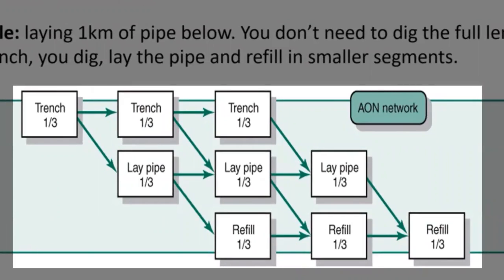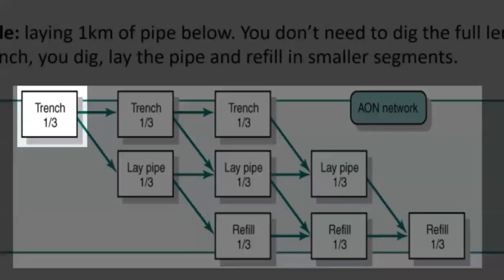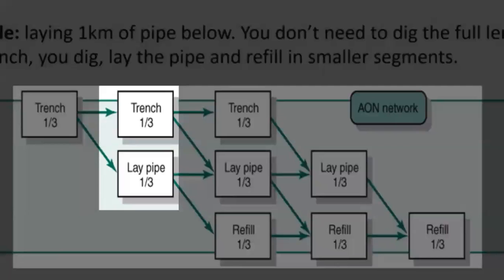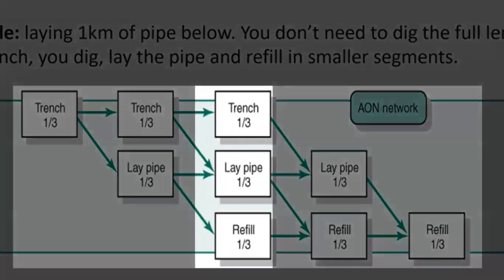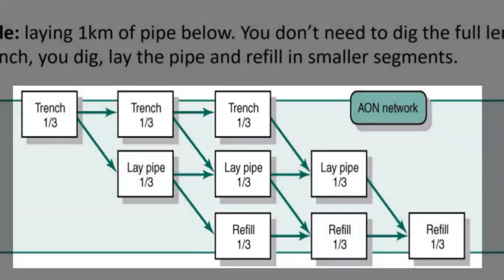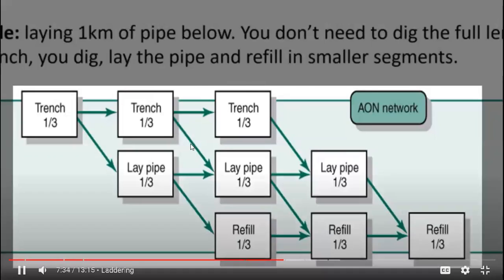We start by digging the first part of the trench. When that's finished, we can start digging the next third of the trench. Plus, we can lay the pipe in that first third we've already dug. When both of these are done, we can dig the final part of the trench. At the same time, we can lay the pipe for the second part of the trench, and we can refill the first part of the trench, and so forth. So there is a clear overlap, and we can progressively dig some trench, lay pipe and refill without waiting for the whole 1 kilometre of trench to be dug before we start laying the pipe.